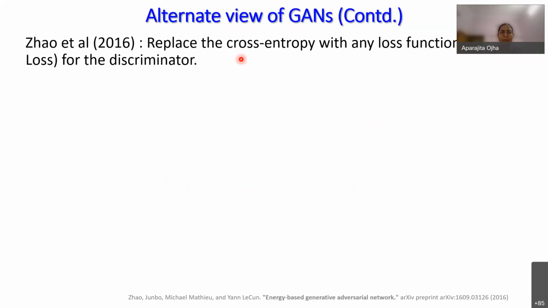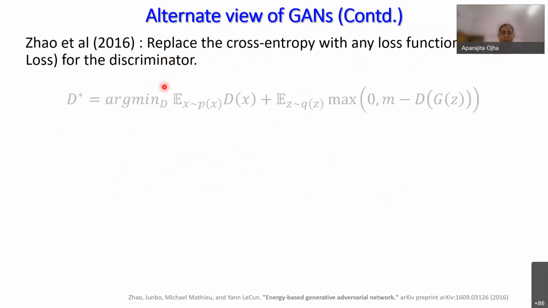So keeping this idea, they introduced a different loss function. They used hinge loss for the discriminator. Now, what is this hinge loss? They said, I would like to broaden the gap between the real samples and the fake samples. So I will be minimizing this and maximizing this function. Instead of log probability, they are taking the maximum of 0 and m minus D(G(z)). The entire D star is looking at minimizing this.